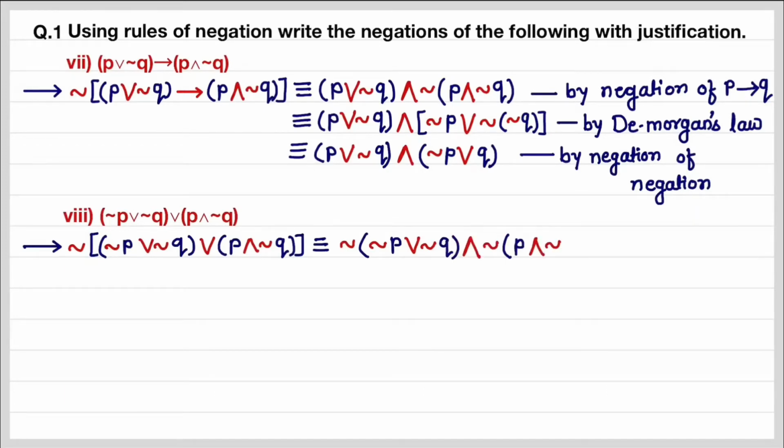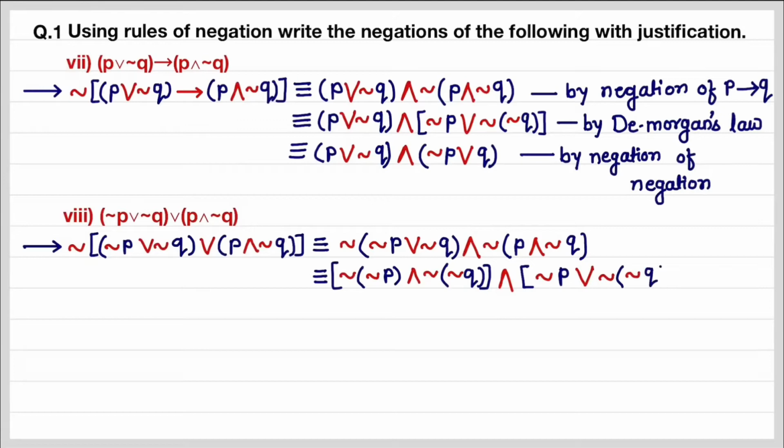Using De Morgan's law, negation of a disjunction is negation of the first statement and negation of the second statement. That is negation of (negation of P or negation of Q), and negation of (P and negation of Q). Again we have to apply De Morgan's law for both the brackets. So it becomes negation of negation of P and negation of negation of Q. First bracket complete, and now the second bracket: negation of P or negation of negation of Q. For both steps, the reason is De Morgan's law.